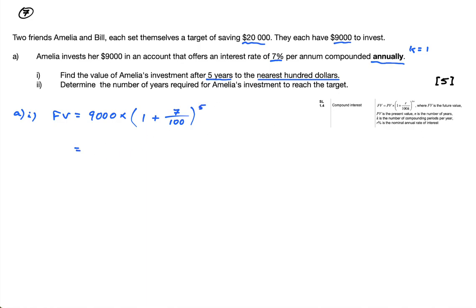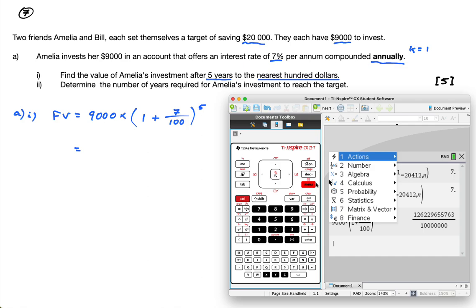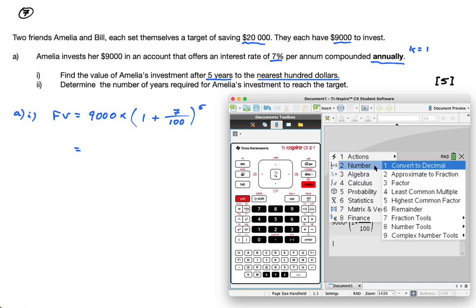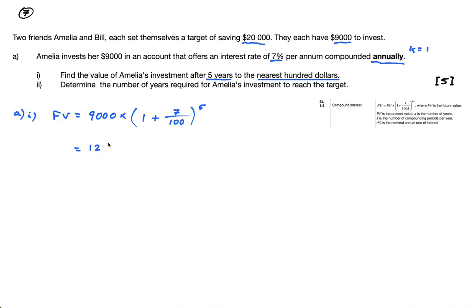This will give me the answer. So it's 9,000 times 1 plus 7 over 100, close brackets, to the power of 5, and I get this crazy number. So let's change that to a decimal, and we get 12,623. But give your answer to the nearest 100. 12,600.